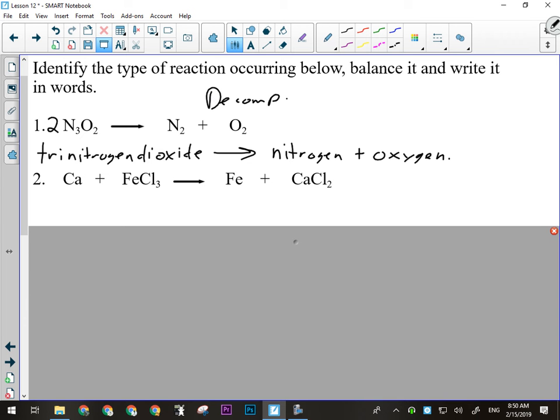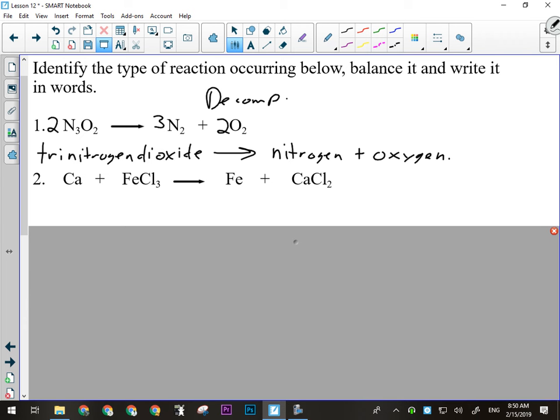Okay, so I need to get 6 nitrogens on both sides. That means putting a 2 here to get me 6 nitrogens, and a 3 here to give me 6 nitrogens on the product side. When I put this 2 here, though, it also applies to the oxygen. So how many oxygens are there? 4. All right, so what needs to go here? A 2. All right, and that's all there is to balancing. Okay, the hardest math you have to do in balancing is lowest common multiple. All right, that's all you have to do. Questions on number 1? Okay.